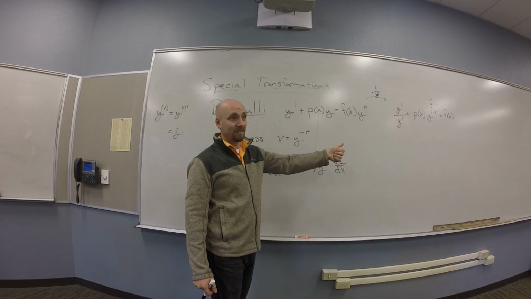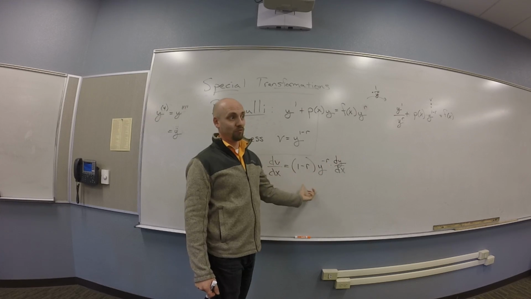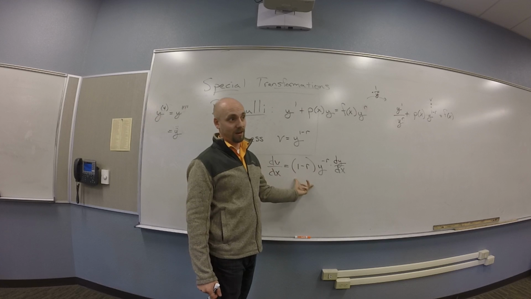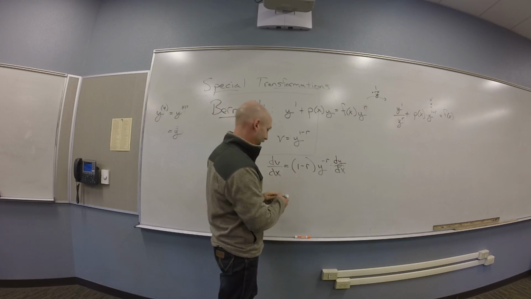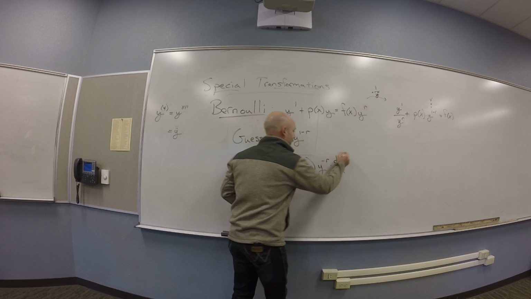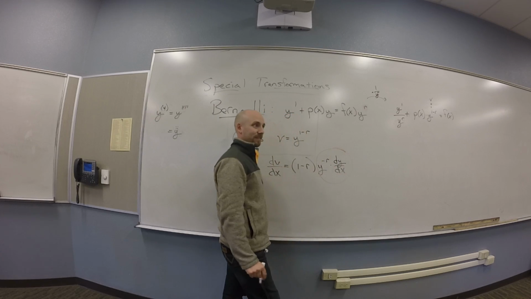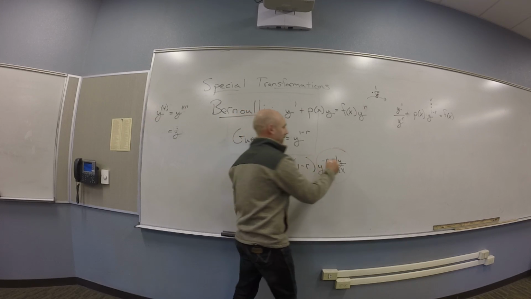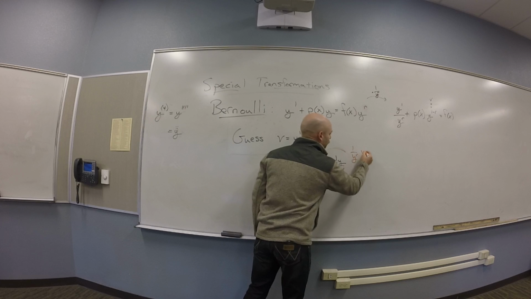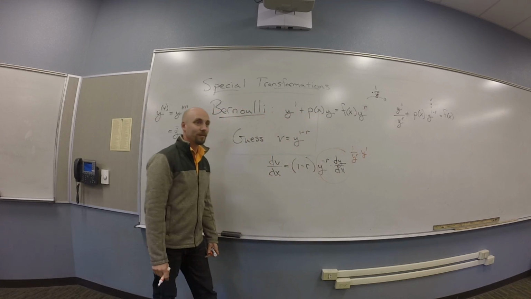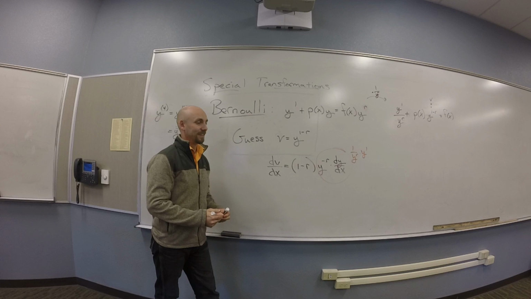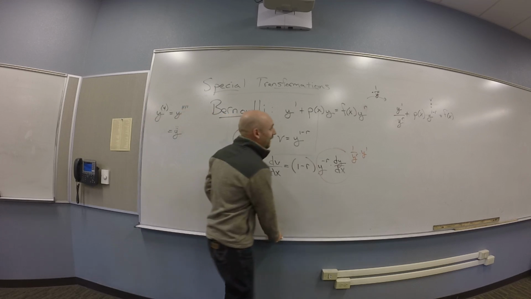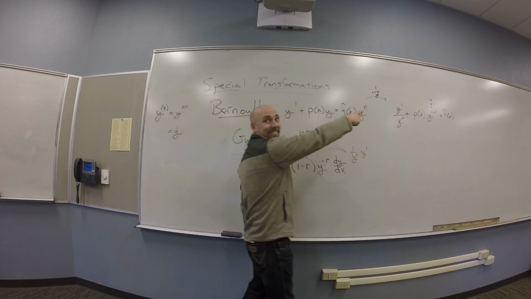If you integrated dv, don't do that. Easier, if you played around with this other thing over here, plug in that somewhere. What's that thing? That's 1 over y to the r times dy dx, right? That's 1 over y to the r times y prime. Totally cheating. Yeah, so that's that thing.